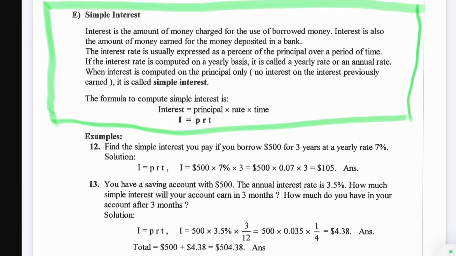Simple interest. Interest is the amount of money charged for the use of borrowed money. Interest is also the amount of money earned for the money deposited in a bank. The interest rate is usually expressed as a percent of the principal over a period of time. If the interest rate is computed on a yearly basis, it is called a yearly rate or an annual rate. When interest is computed on the principal only, with no interest on the interest previously earned, it is called simple interest.